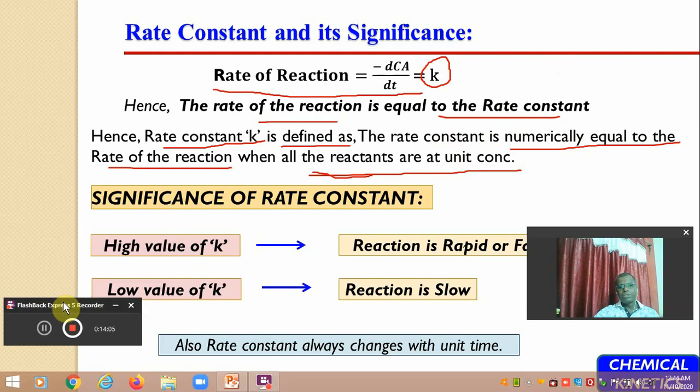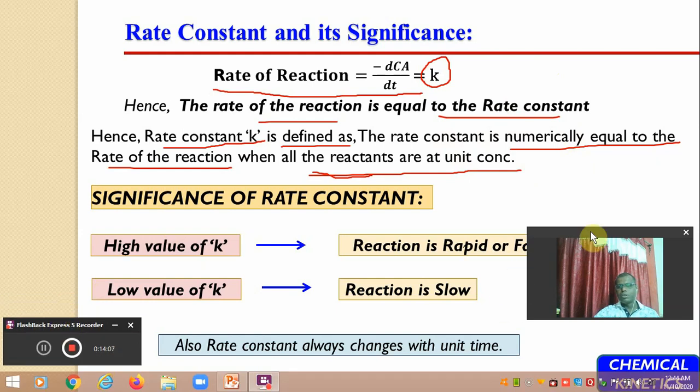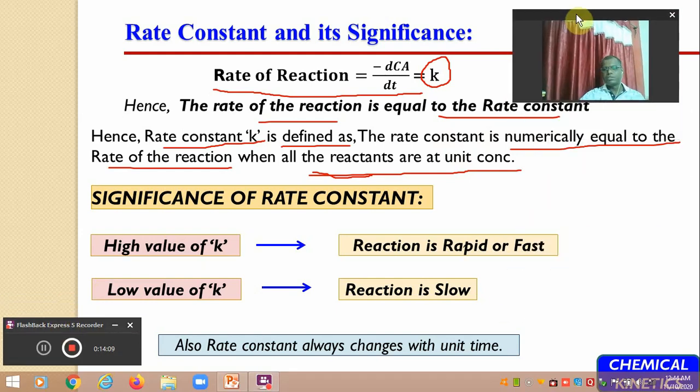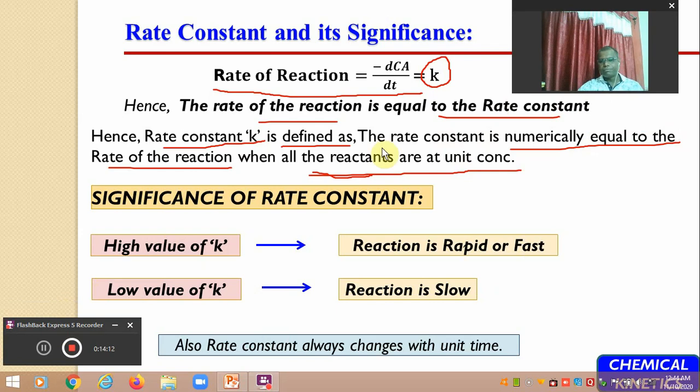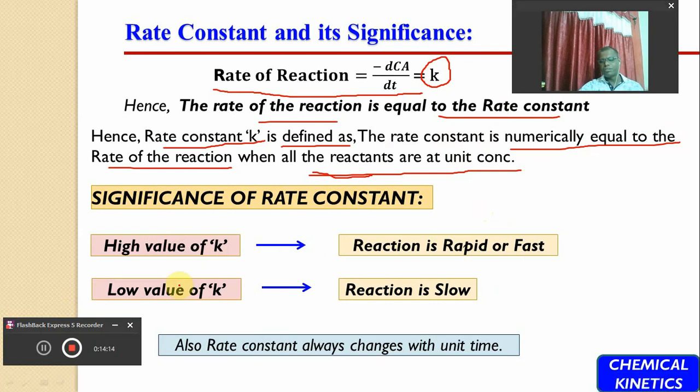What information is given by the rate constant? It tells whether the reaction is rapid or not, and this is called the significance of rate constant. From the value of K we are able to predict the rate of reaction, as it is observed that the rate of reaction is equal to the rate constant. It means the rate of reaction is directly proportional to the value of K, and that's why it is possible to predict the rate of reaction from K.